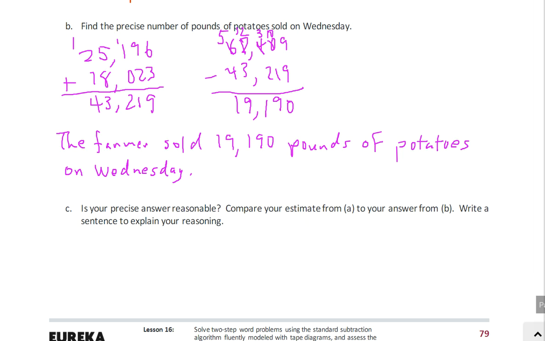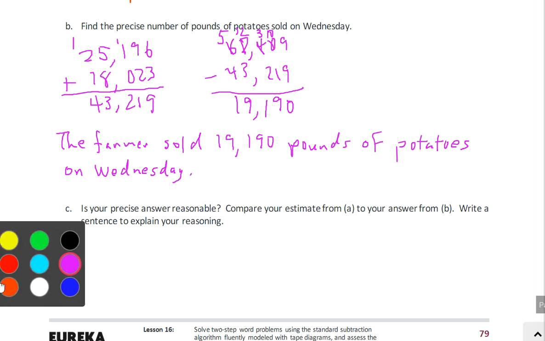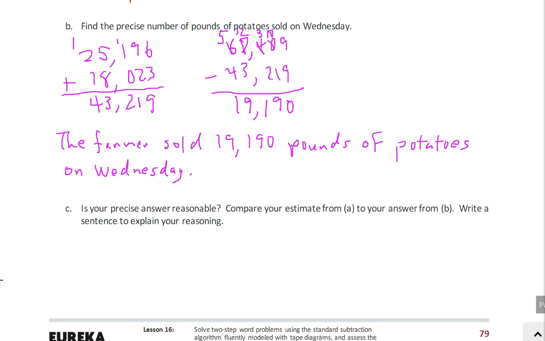And then C, of course, just wants to know, is it reasonable? And we just compare our answers for A and B and write a sentence to explain our reasoning. So we can just simply say that our answer is reasonable. Yes, my answer is reasonable.